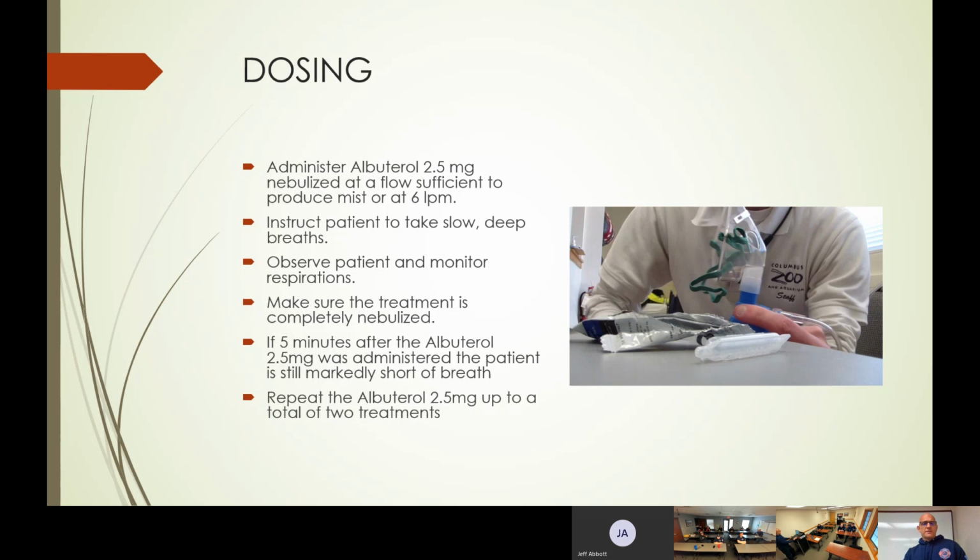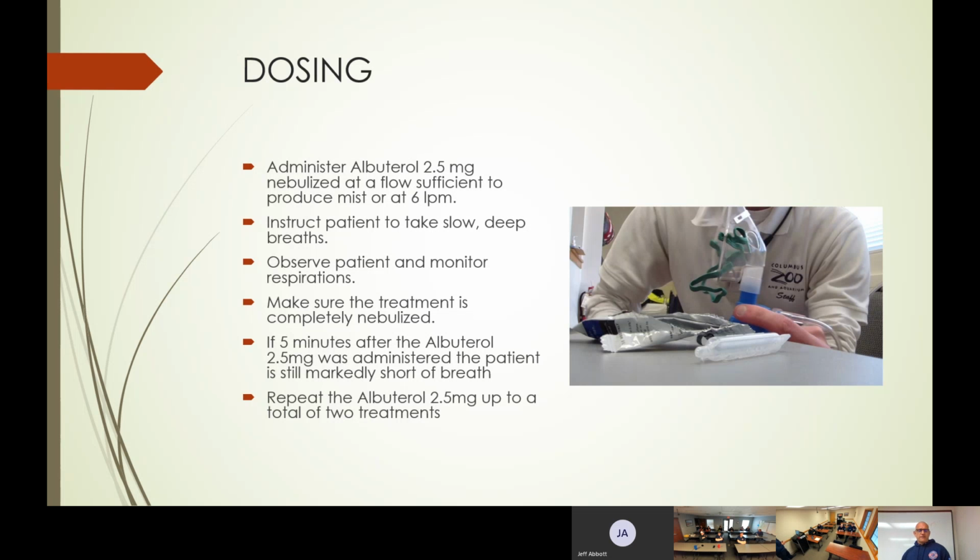Observe the patient and monitor respirations. Make sure the treatment is completely nebulized. If you see that it stops fogging, then you might need to tap that container at the bottom of the bowl or whatever, or I'm not sure on the Venturi system. I'm not real familiar with it, but sometimes a minor adjustment in position will get that going again. So check that. Don't smack the patient around or anything. Just make the adjustments on the device.